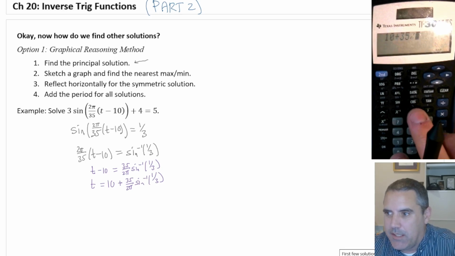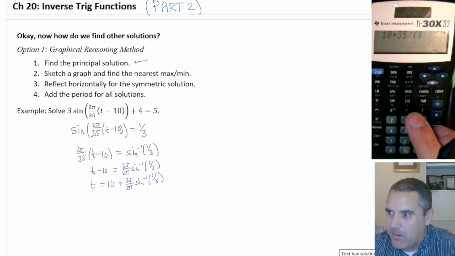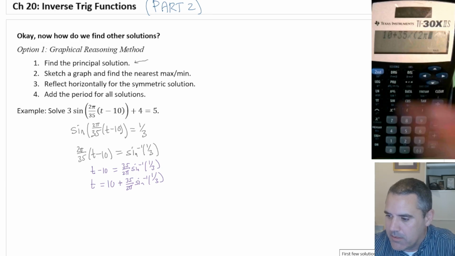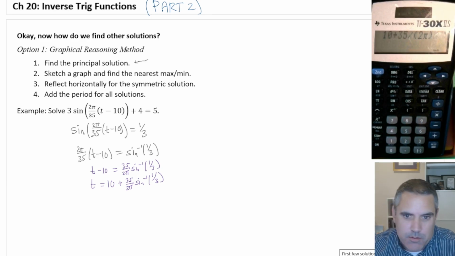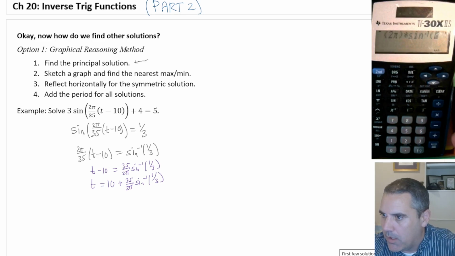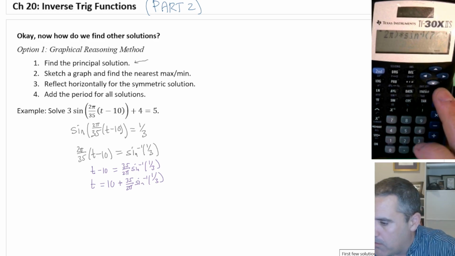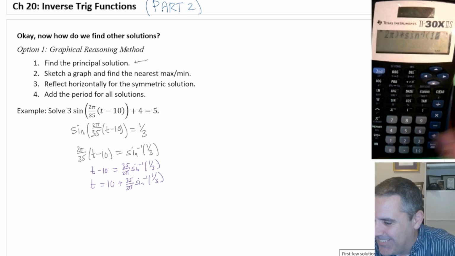The most common mistake I see people make when they're typing this in is dividing by 2 pi. I see this in a lot of situations. You've got to put parentheses there if you're typing it all in. Okay, times arc sine, I'm in radians, yep, of 1/3.